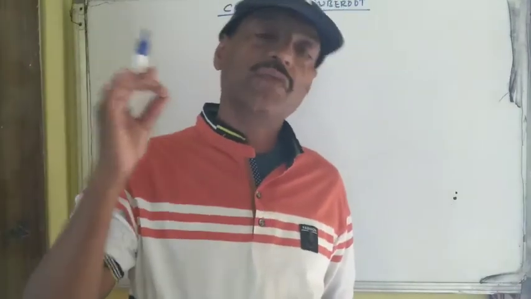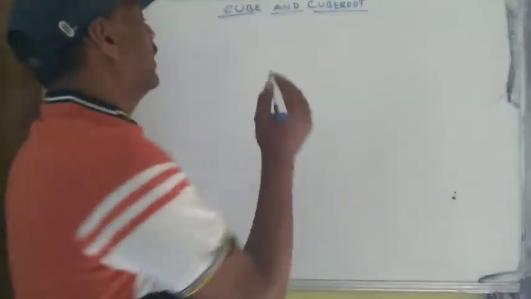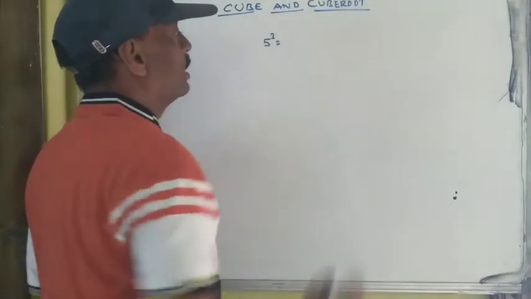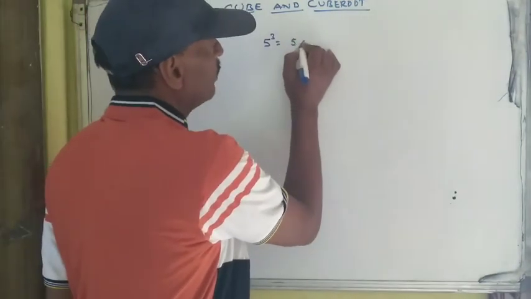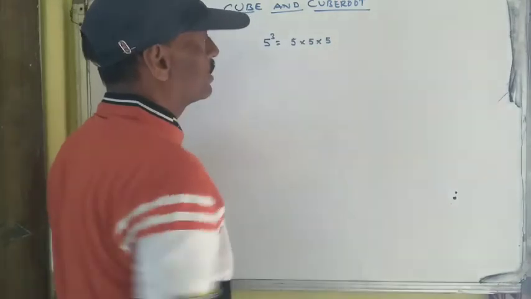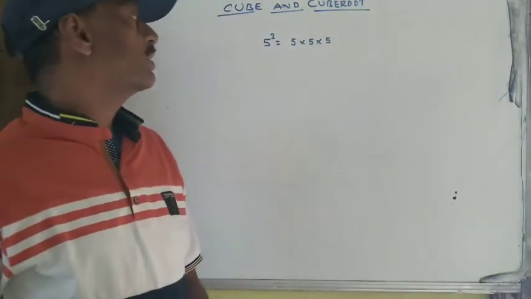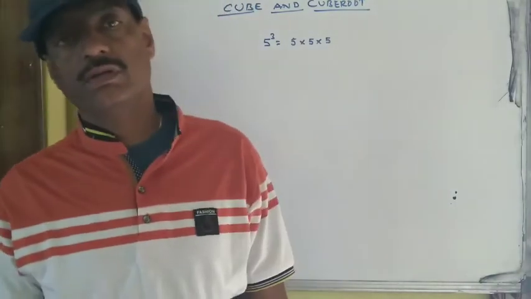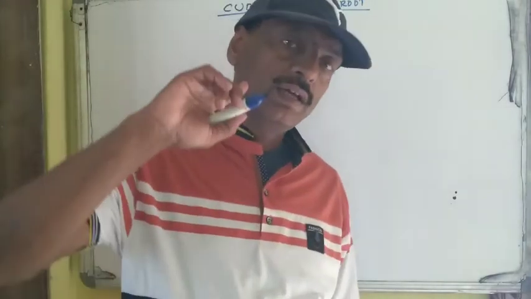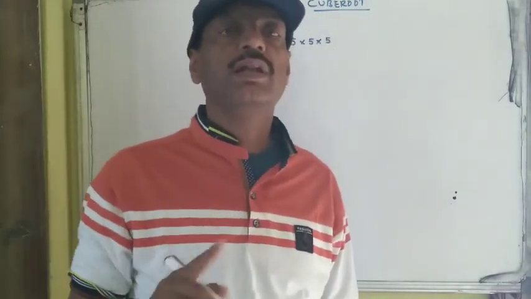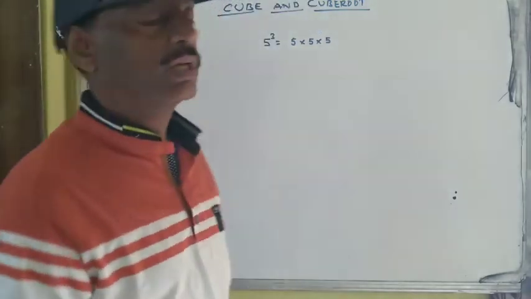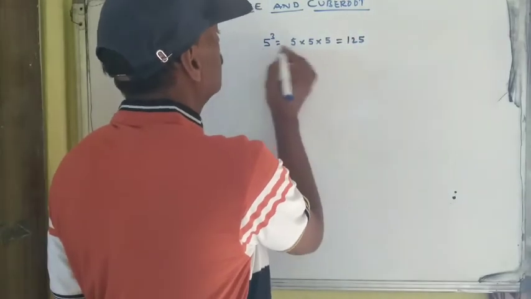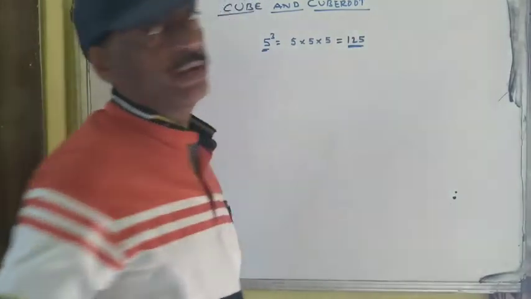If we are given a number like 5 and we have to make the cube of 5, this is the rule: multiply the same number by itself 3 times. A number multiplied thrice by itself gives the cube. For example, if we multiply 5 into 5 into 5, we will get 125. It means the cube of 5 is 125.